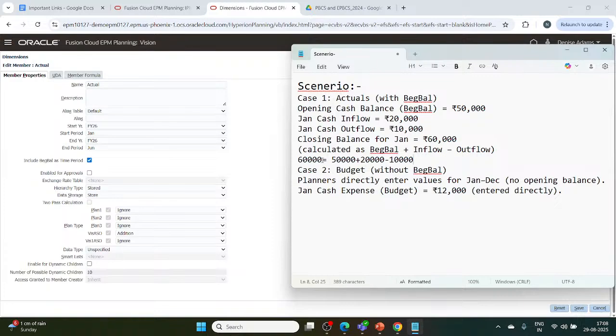So if we tick mark including beginning balance as a time period, then the value of the beginning balance, the opening balance, will be included here. If we do not tick mark it, then the planner directly enters values for Jan to December. There would be no opening balance, and it generally happens in expenses, like January month cash expense. So the cash expense budget is 12,000, and it would be entered directly.